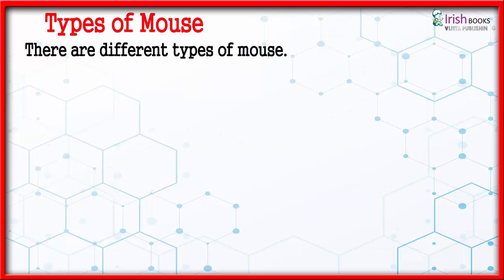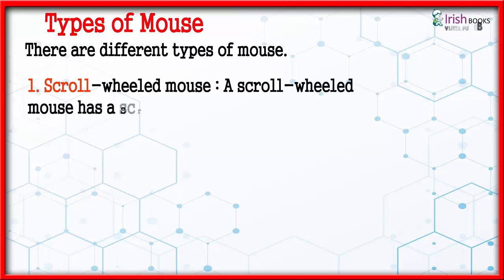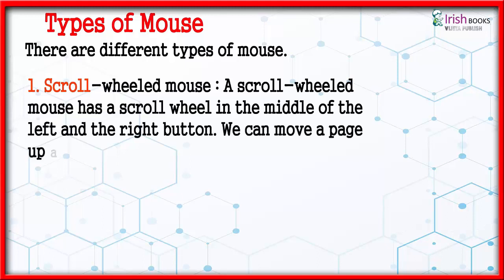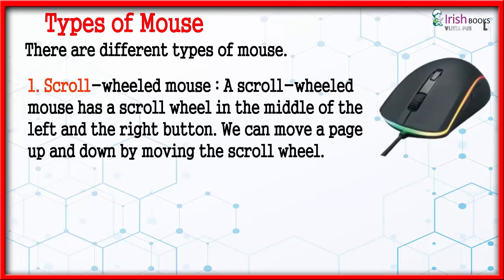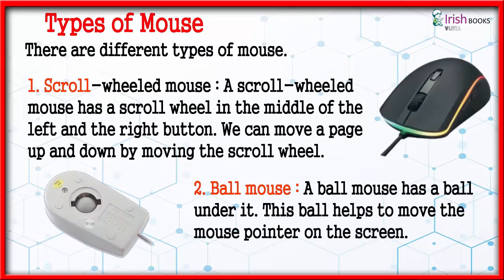Types of mouse. There are different types of mouse. Scroll wheeled mouse. A scroll wheeled mouse has a scroll wheel in the middle of the left and the right button. We can move a page up and down by moving the scroll wheel. Ball mouse. A ball mouse has a ball under it. This ball helps to move the mouse pointer on the screen.